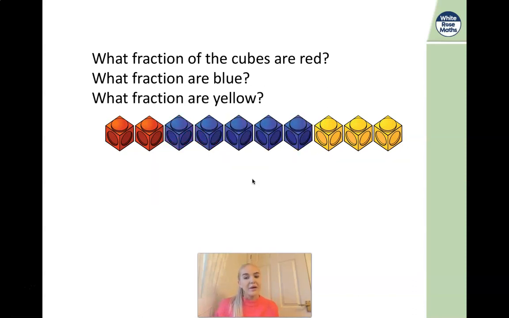What I would like you to do now is have a go, pause the video and work out what fraction of the cubes are red, blue and yellow. Off you go. How did you do?